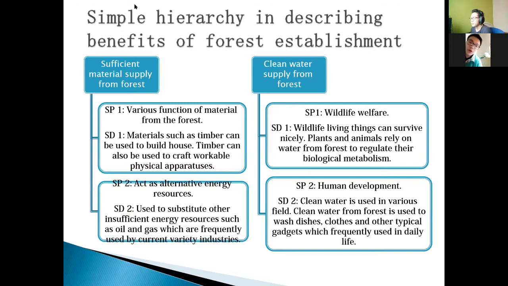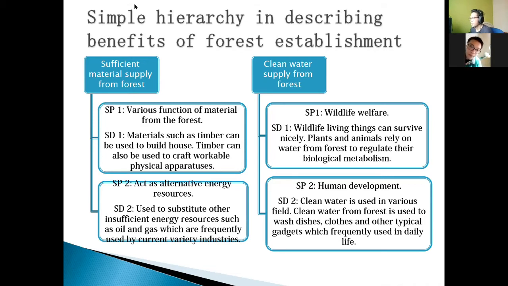Supporting point 2 is that it acts as an alternative energy resource. Timber can be used to substitute other insufficient energy resources such as oil and gas, which are frequently used by the current variety of industries.